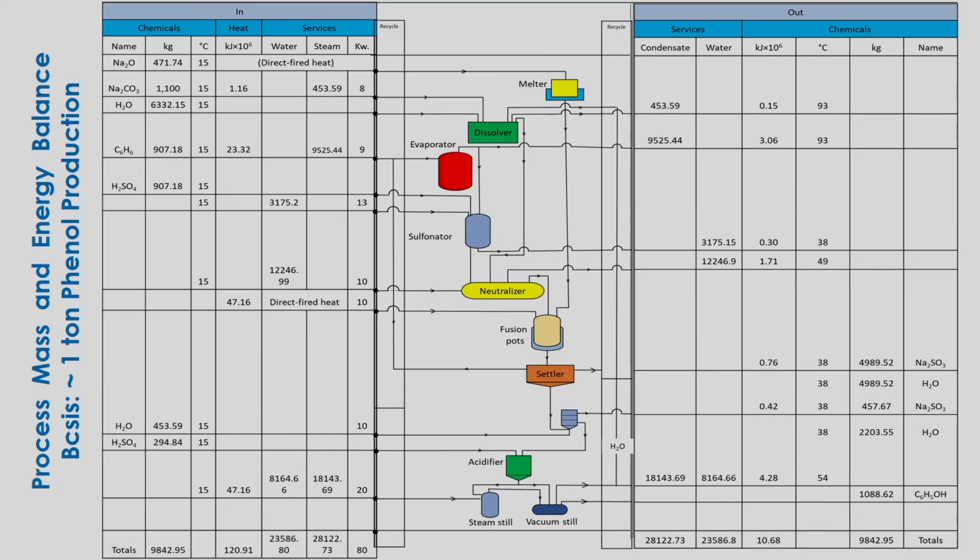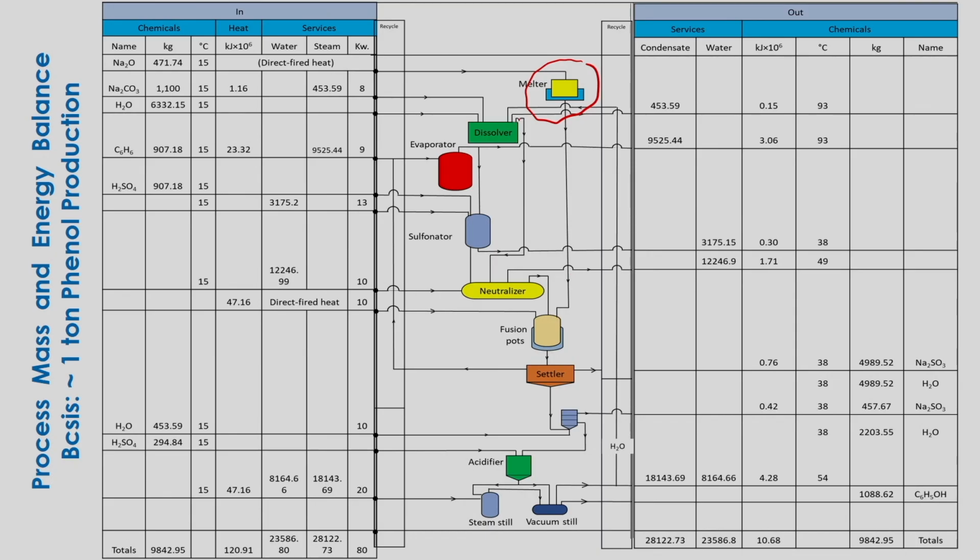See, the material balance is done equipment-wise. If we consider the melter, what chemicals are coming into it? It is basically sodium oxide, and its amount is 471.74. And as the outlet, the same amount goes to the fusion pots after melting.